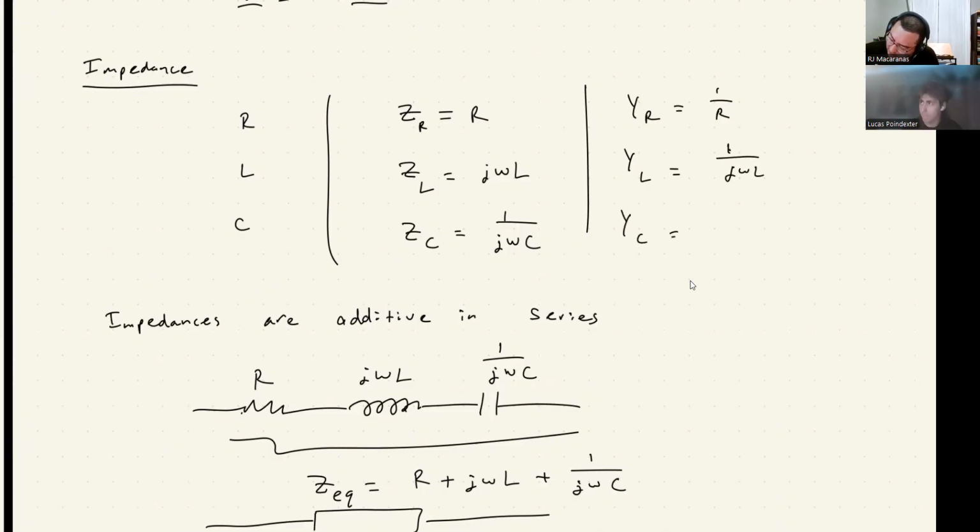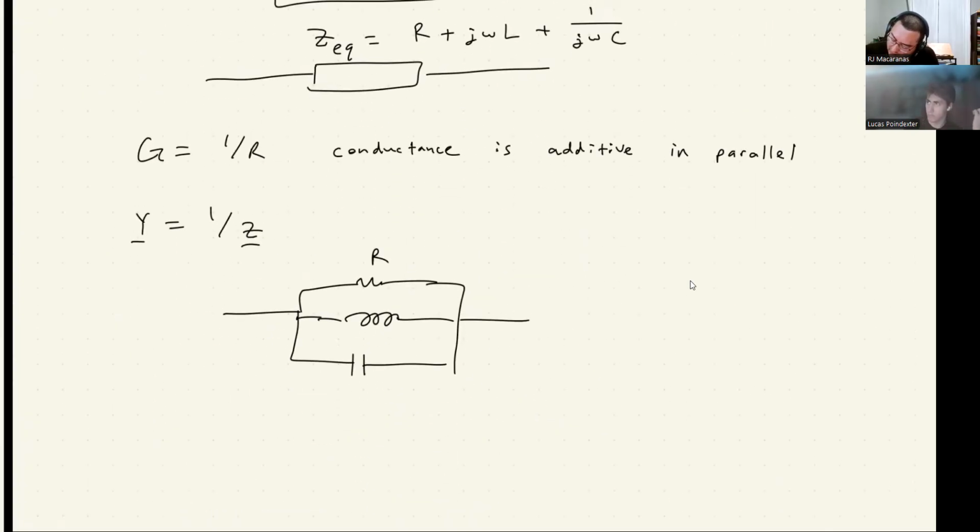And Y sub C is just given by j omega C. So if I write these all in terms of their admittance, I could sum them up and determine the total admittance there. So this is going to be 1 over j omega L, this is going to be 1 over R, and this is going to be just j omega C. And so this is just for formally defining things.